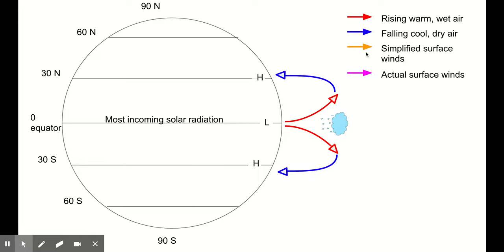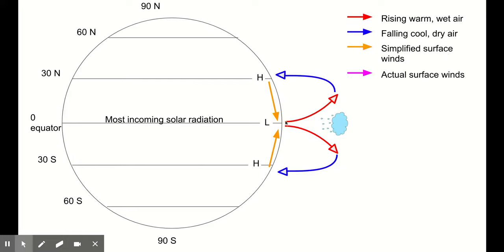So pick up your orange or whatever you're using in place of orange to show our simplified surface winds. We know what's going to happen. Air moves from high pressure to low pressure. So air should move like this. We should have surface winds that blow south from 30 north to the equator and north from 30 south to the equator. And if you're like, but wait, what about the actual surface winds? I'll get there. Hold on. We're going to stick with simplified surface winds for now.